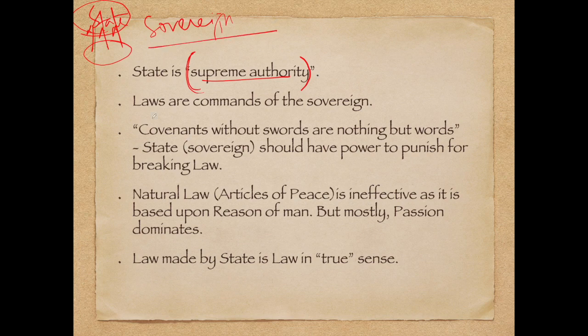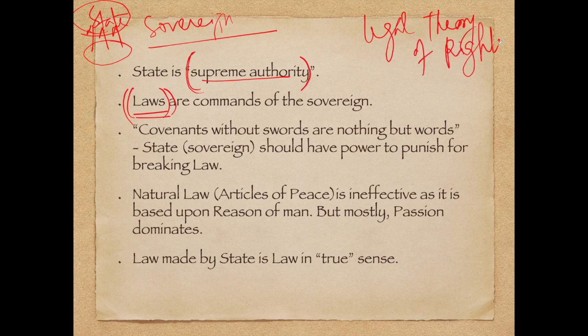Now laws are the commands of the sovereign. This is where he actually comes up with the legal theory of rights. According to Hobbes, only those laws are actually law in the true sense which are made by the state. A law is a law in a true sense if it is made by the state. Why? Because the state has the power to punish.